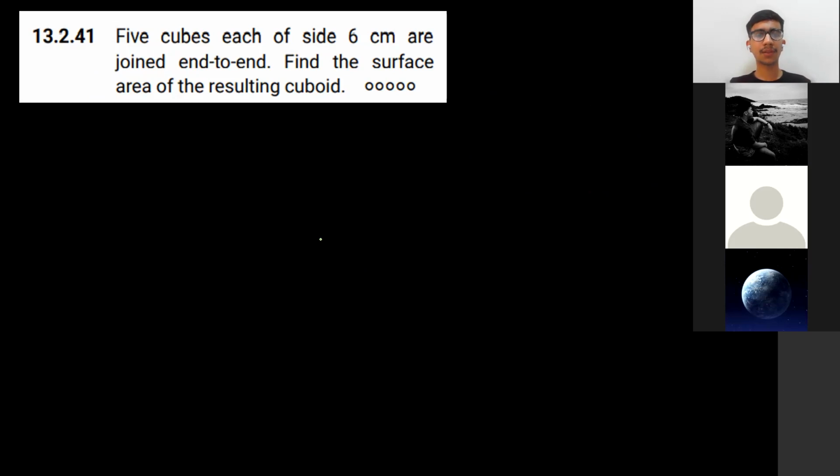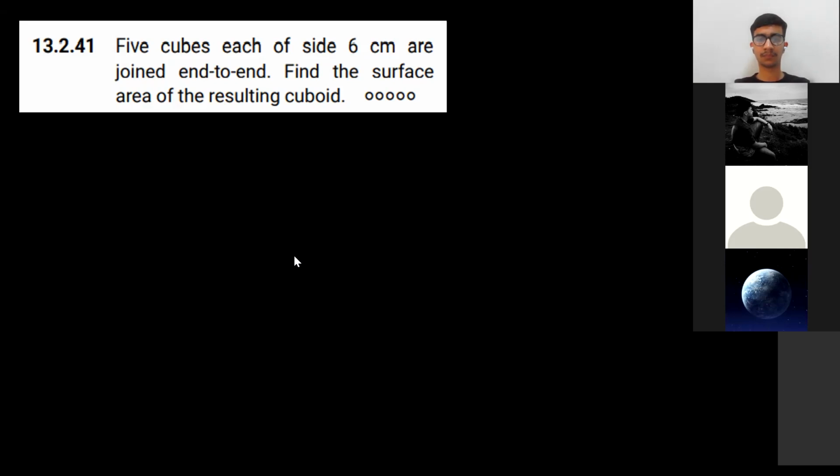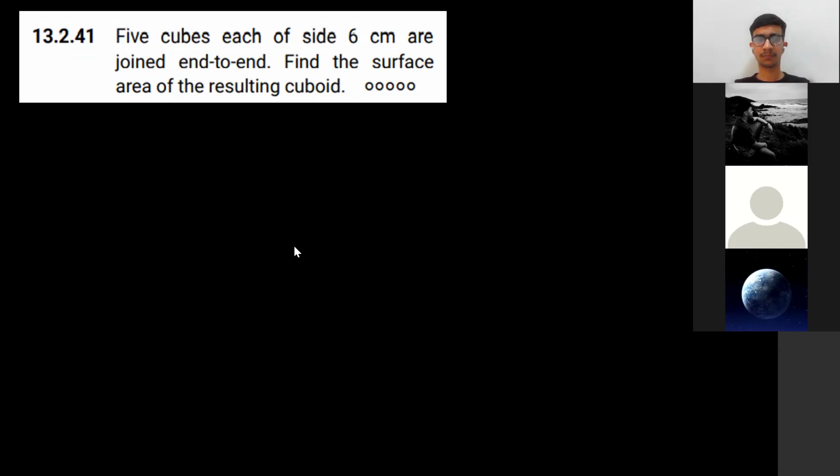Rather than calculating the total surface area, just tell me what is the value of length, breadth and height. That's all. Okay, Dhruv, correct. Nice.